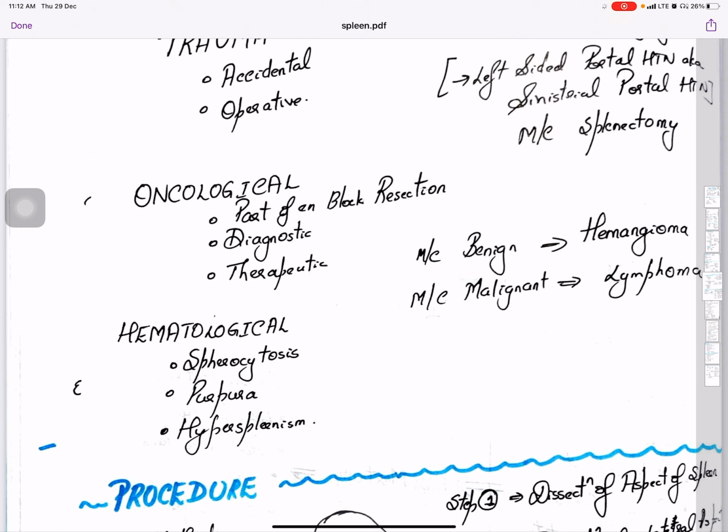In case of cysts, oncological conditions, diagnostic and therapeutic. Hemangioma, angioma, lymphoma. Yeah, part of en bloc resection is in esophagogastrectomy or upper carcinoma of stomach. Okay, or in carcinoma of pancreas or in carcinoma of this one.